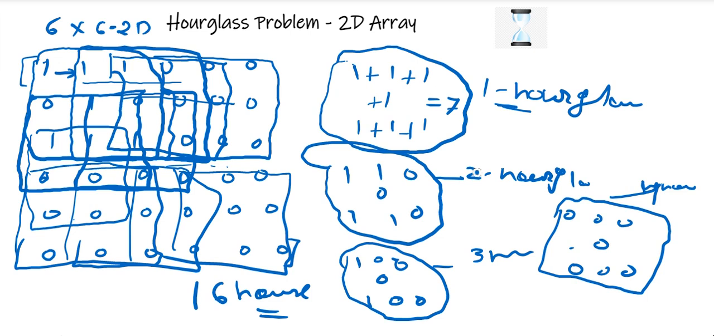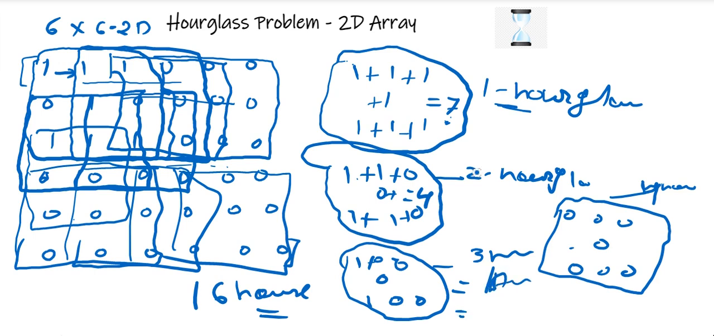Now, what is the value of the second hourglass? Make the sum of each like this: 1, 2, 3, 4. So here the total sum of the second hourglass is 4. So here 7 is the maximum, the greater one between them. Same like this we need to do for all 16, and whatever maximum value we get among the 16, that is our answer.